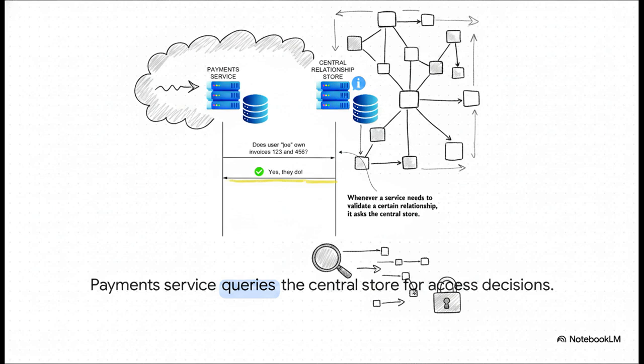The central store, functioning like a highly specialized, lightning-fast graph database, evaluates the relationships, traversing the graph in real time to check for nested group memberships or direct ownership. It then returns a simple yes or no. This beautifully keeps complex authorization logic out of your individual microservices, keeping them lightweight and focused purely on business logic.